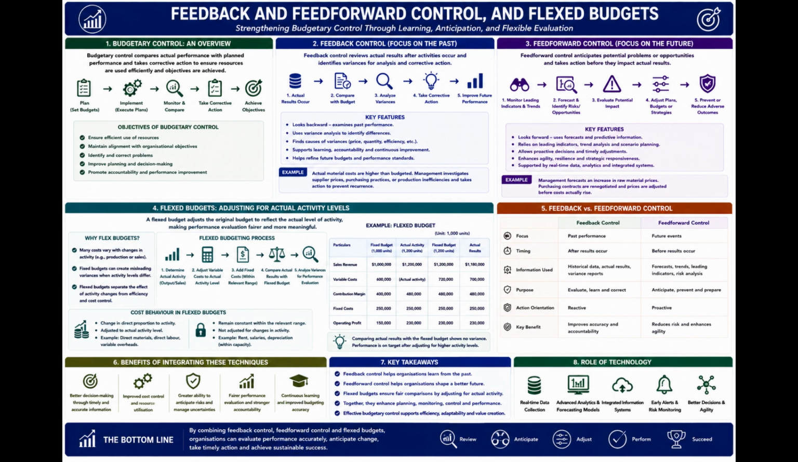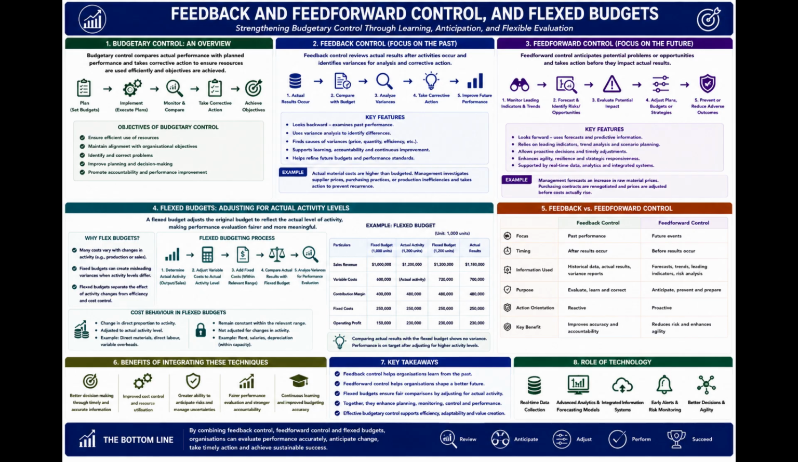For example, if actual material costs exceed budgeted costs, management may examine supplier pricing, purchasing practices, or production inefficiencies. Feedback control provides valuable learning opportunities because it helps organizations understand past performance and implement corrective actions. However, because it occurs after events have taken place, its ability to prevent problems is limited.